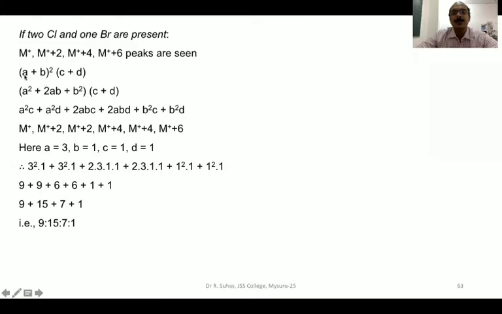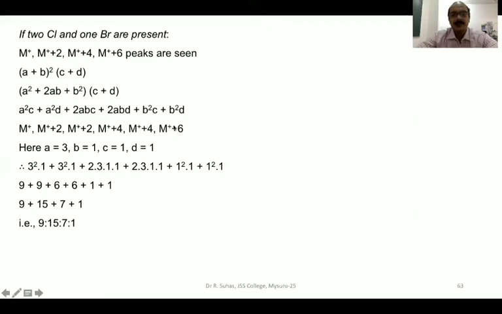Now we have to expand this (A plus B) whole square. It is A square plus 2AB plus B square, into (C plus D). This is not the final expression, so we have to combine this equation. What it becomes: A square C plus A square D, 2ABC plus 2ABD, B square C plus B square D. That is the final expression we are going to get if there are 2 chloro and 1 bromo.